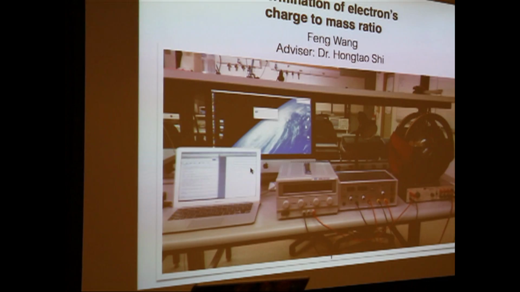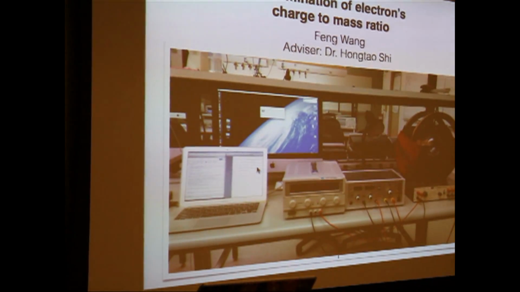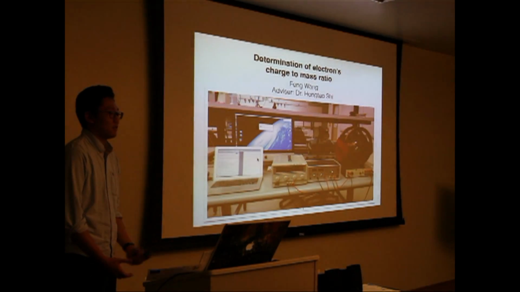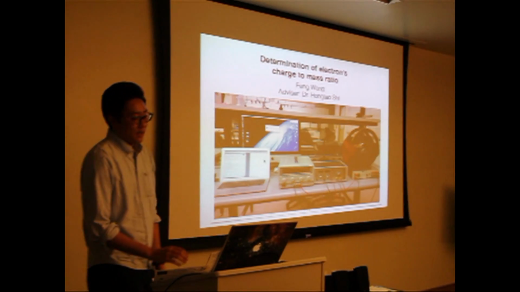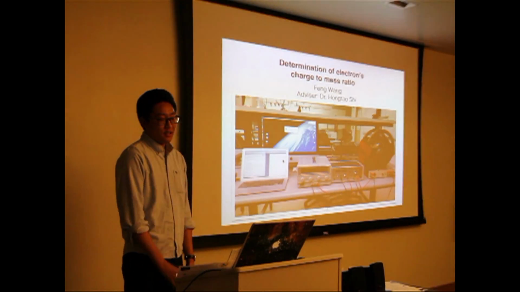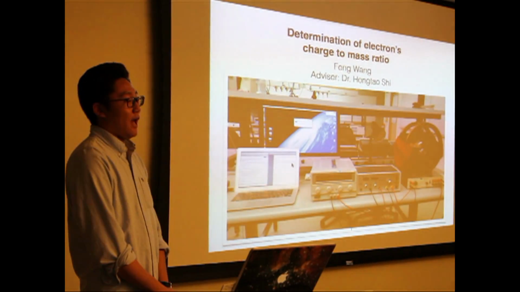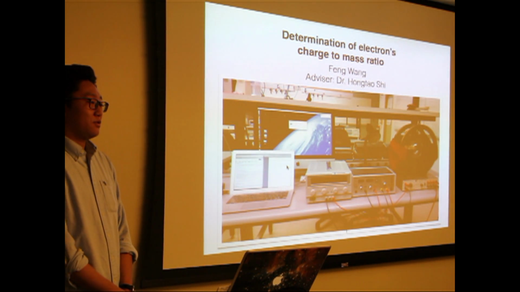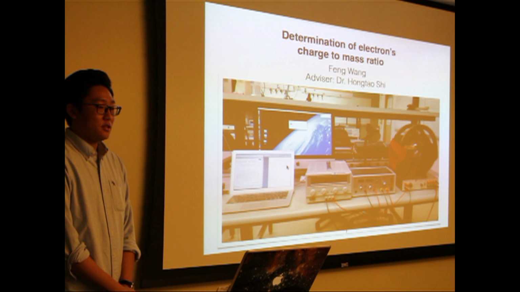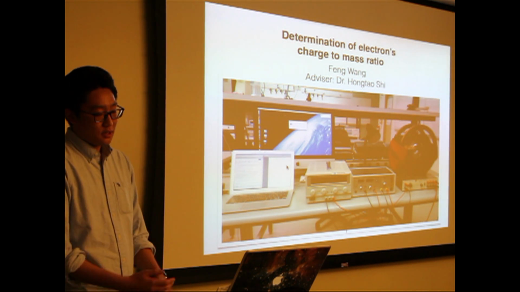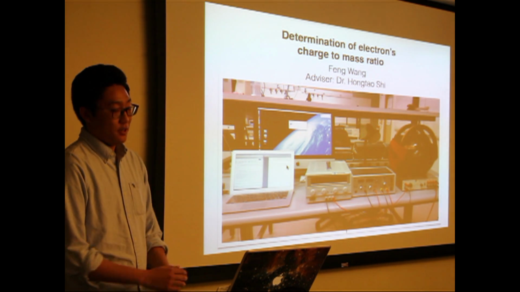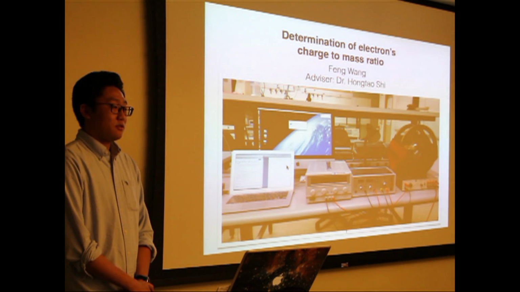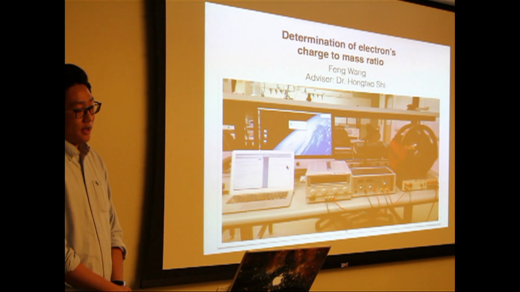My aspect is the determination of the electron charge to mass ratio, and my advisor is Dr. Hongtao Xi. As Dr. Xi mentioned earlier, the measured e over m ratio using the Pascal apparatus in Physics 216 is always greater than the predicted value. So my goal is to find out what causes this experimental error.